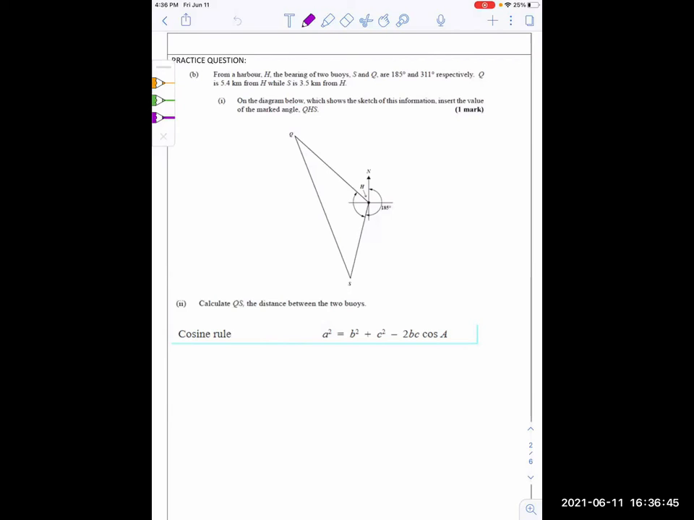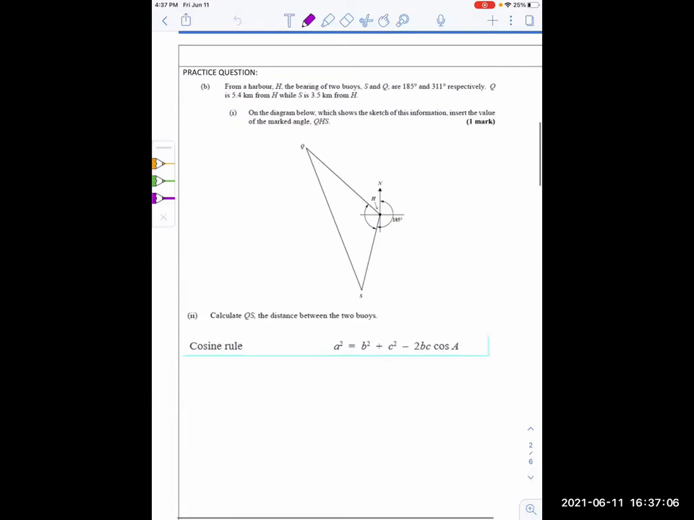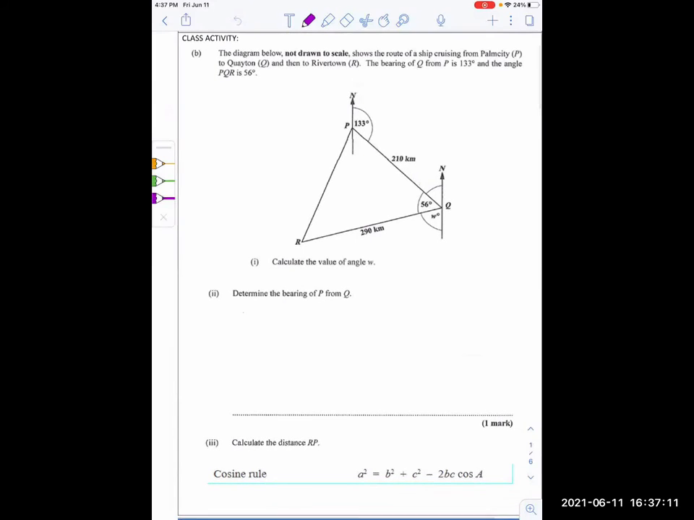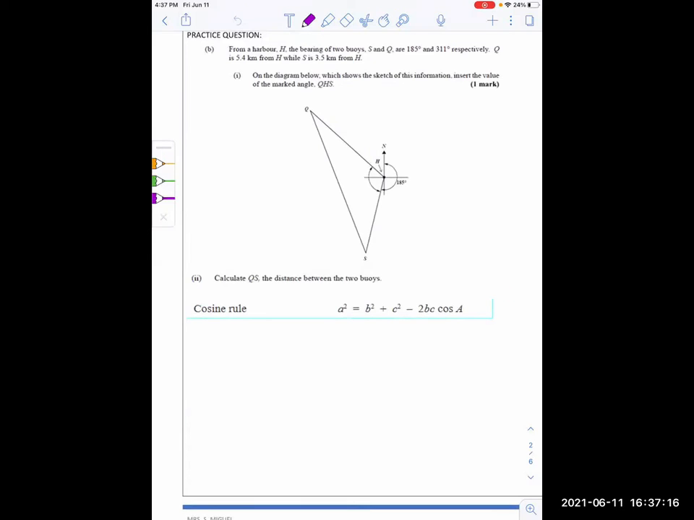All right, have you all written? Yes, miss. So this one is from January 2021, and in the January 2020 paper, CXC decided to bring circle theorems together with bearings. So I am going to do one question with you, which is taken from the 2020 paper. You all will do that one for homework, and I will send the solution. So let us see what they are asking, and how best we can answer this question.